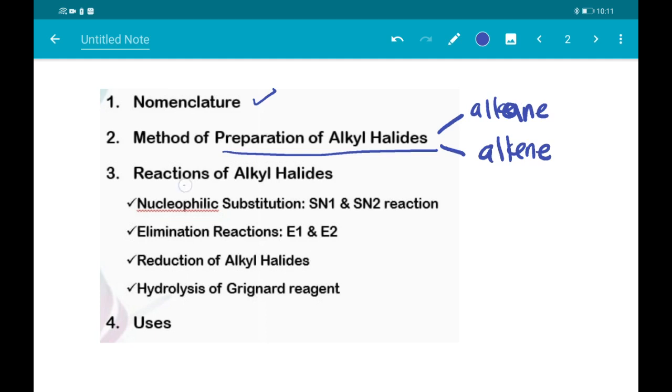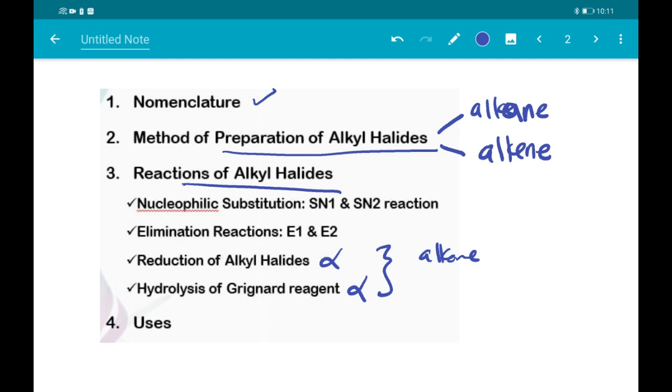In the reactions of alkyl halide, although four are listed here in this slide, there will be no reduction of alkyl halide and also no hydrolysis of Grignard reagent, because both of these have been clearly discussed during chapter 1, alkene, in the subtopic of the preparation. You might want to refer to the slides.